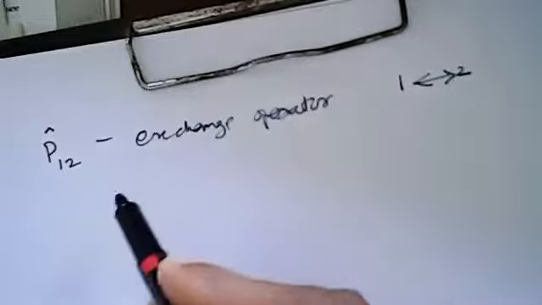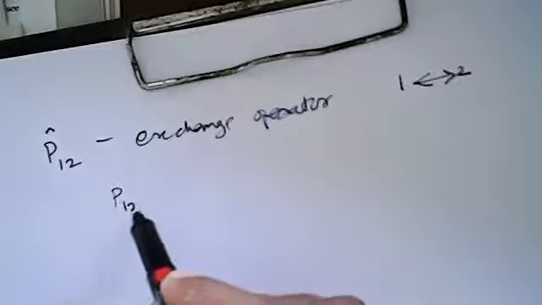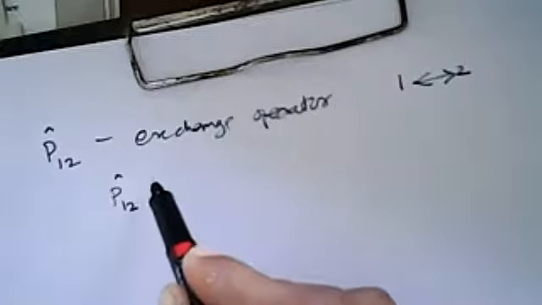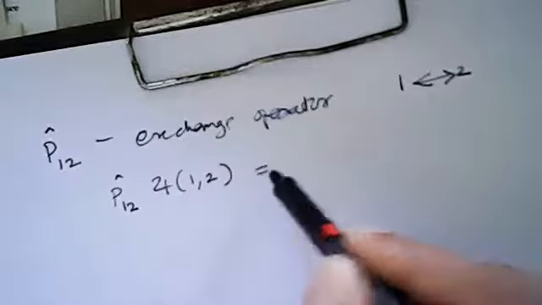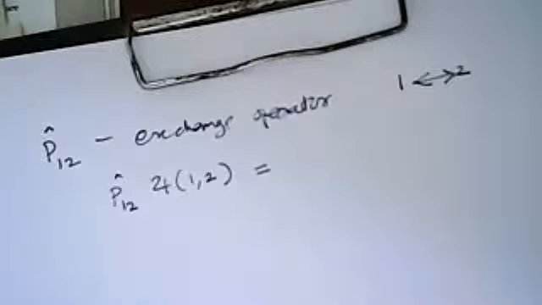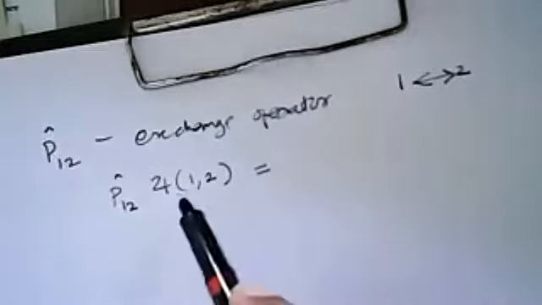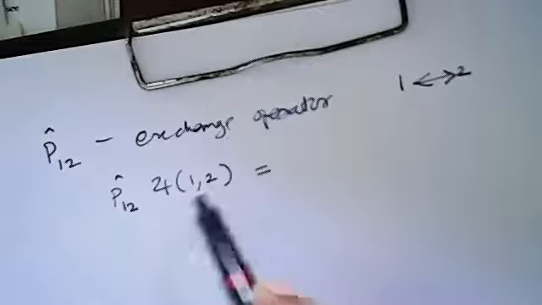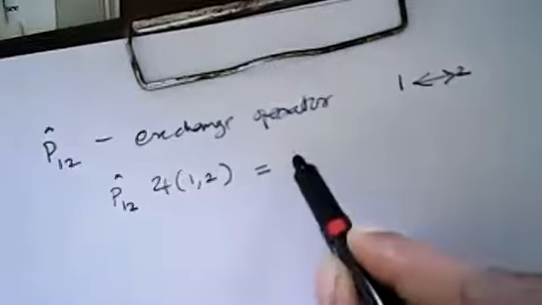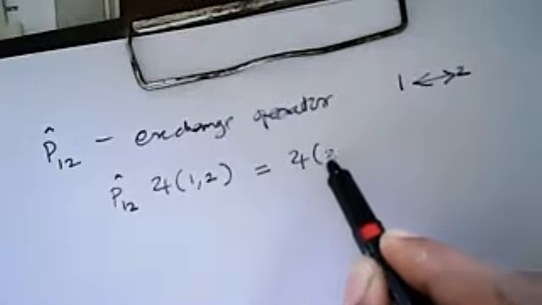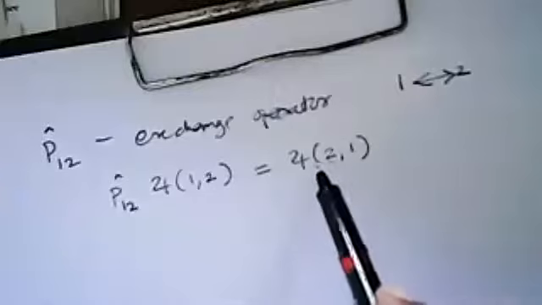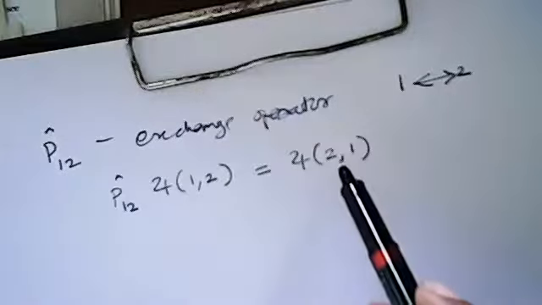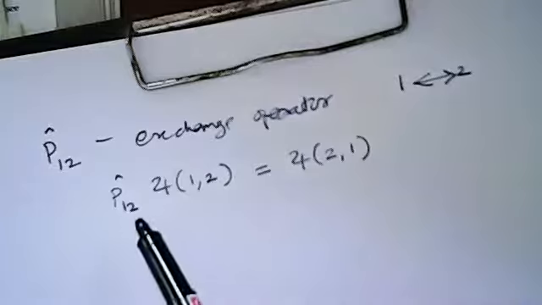Then we can write P12 acting on psi of 1, 2. What is the result? The particles 2 and 1 will be interchanged, so you get psi of 2, 1. That is the role of P12: simply interchange 1 and 2, so the wave function becomes psi 2, 1. I think that is clear.